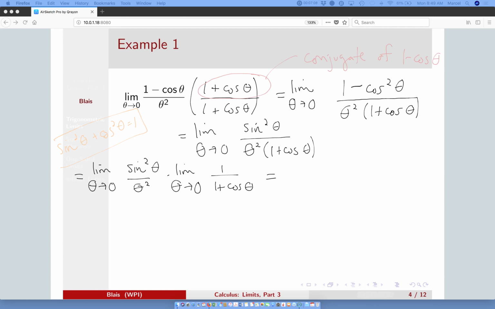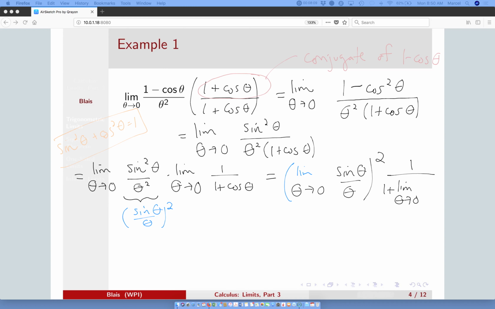Next, we can think of this as the expression sine theta over theta, squared. And we can use our substitution law to bring the limit inside the square. So this will be the quantity limit as theta goes to 0 of sine theta over theta, squared. And note, for this second limit here, well, we can use, first it would be our quotient law, then it would be our sum law. So this will be 1 over 1 plus the limit as theta goes to 0 of cosine of theta.